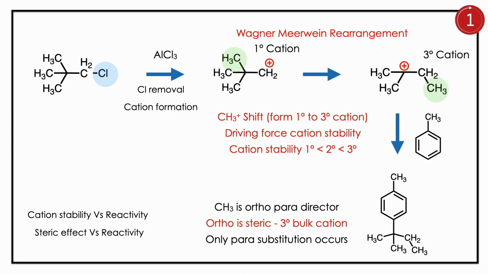So the methyl shift happens. The cation converts into tertiary. It attacks the benzene ring. Since it is very bulky, it will only form para. Even though methyl is an ortho-para director, para is encouraged to reduce the steric effect. The final product forms. Here cation stability versus reactivity is defined, and steric effect versus reactivity is also defined. The concept you have to learn here is that mostly bulky molecules involve Wagner Meerwein rearrangement.